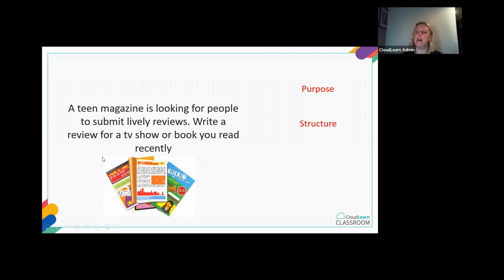Structure. What will this look like? What will your review look like? Picture there are some magazines as an example, and I'm sure you know from magazines there is 100 different ways for them to look. What are you going to make your structure look like? What will your structure be in this writing form? Appealing, Nick. Yeah, definitely. Yeah, you want it to be eye-catching. You want it to be appealing.